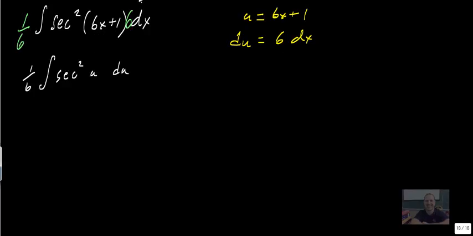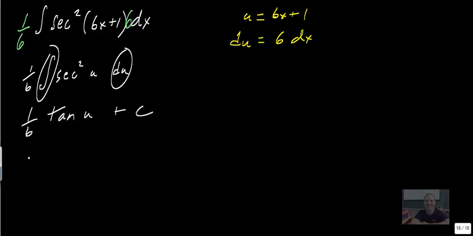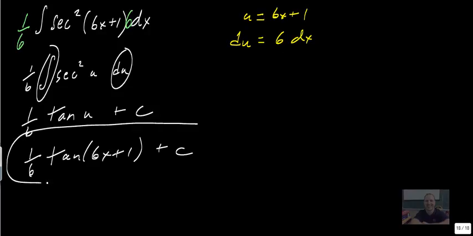So what is the antiderivative of secant squared? Tan. Is it tan squared or just tan? So tan u. The integral sign and the du go away, and plus c. So if we replace now, that is 1/6 tan of 6x plus 1 plus c. That's your answer.